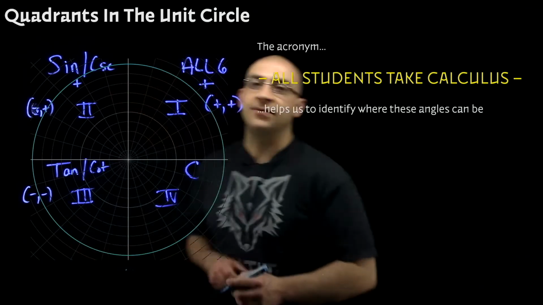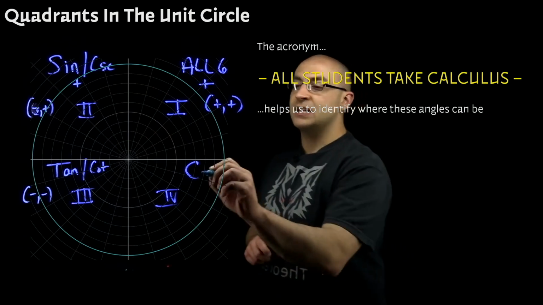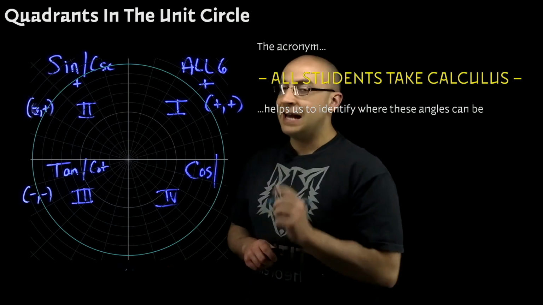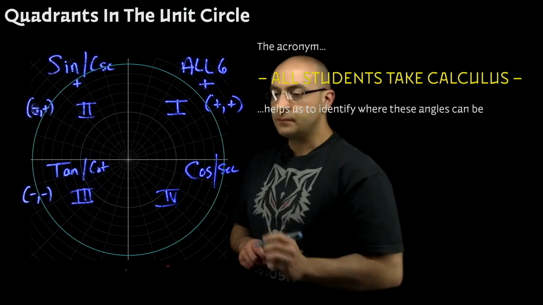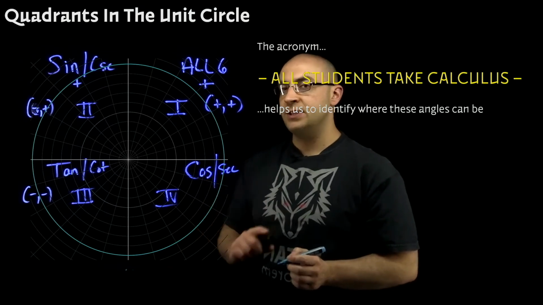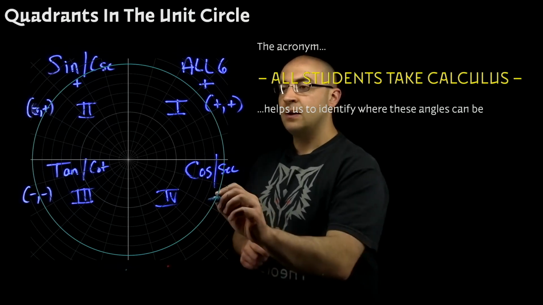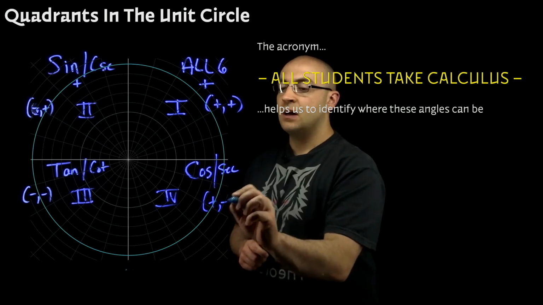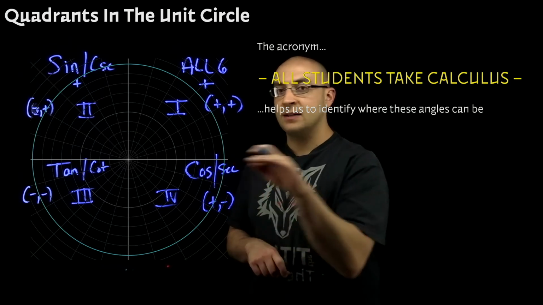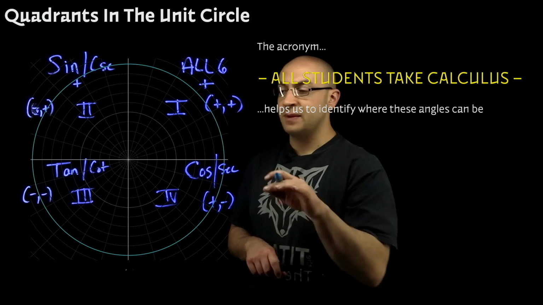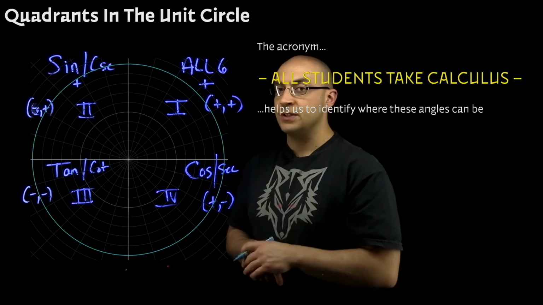The last quadrant 4 is C, which stands for cosine, and its inverse secant. Only cosine and secant are positive in quadrant 4, and that is because our values of ordered pairs are positive and negative, where cosine is going to be positive. It's the only 2 functions that are going to be positive there.